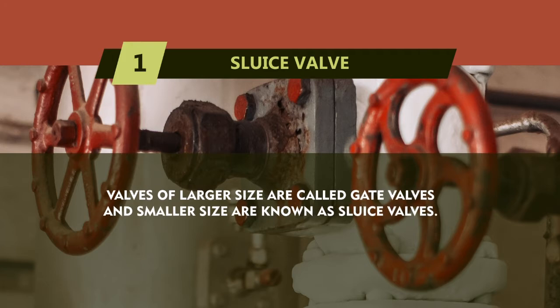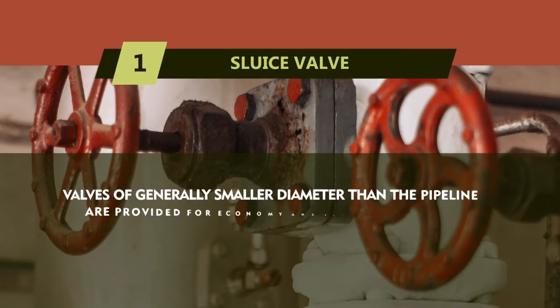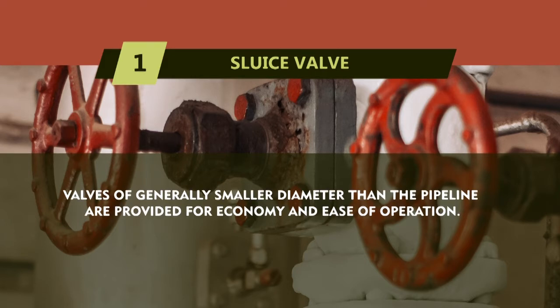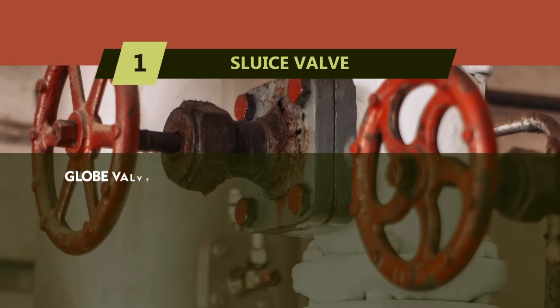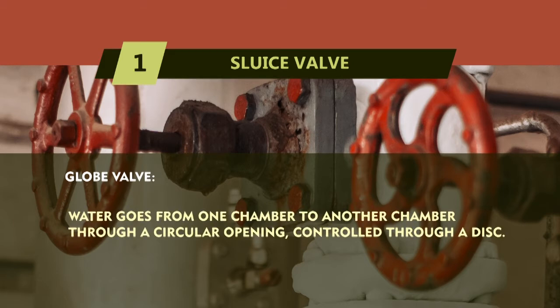The difference between the gate valves and sluice valve is about the size. The valves that have larger size are generally known as gate valves, whereas valves that have smaller size are known as sluice valves. In general, when we provide a sluice valve or gate valve, for the purpose of economy and ease of operation, we provide valves which are generally of a smaller diameter than the pipeline on which they are installed. This provides for economy. A specific type of sluice valve is known as a globe valve. In case of a globe valve, the water goes from one chamber to another chamber through a circular opening.